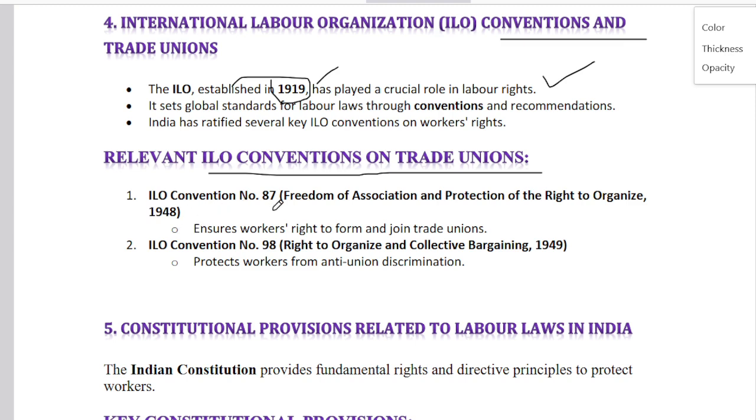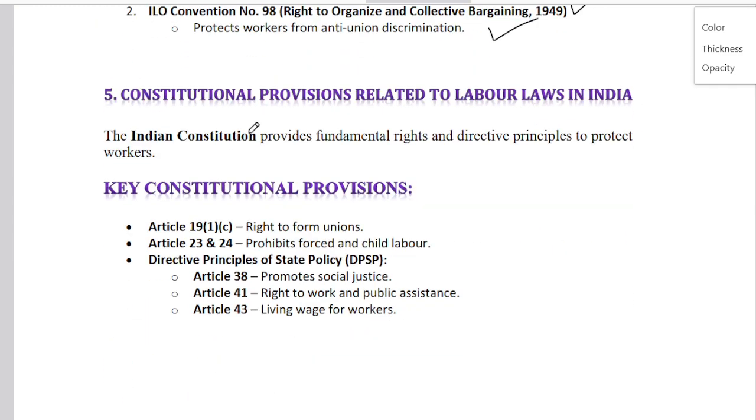Evolution of ILO conventions on trade unions. ILO Convention number 87, on freedom of association and protection of the right to organize, 1948, ensures workers' right to join trade unions. ILO Convention number 98, on the right to organize and collective bargaining, 1949, protects workers from anti-union discrimination.